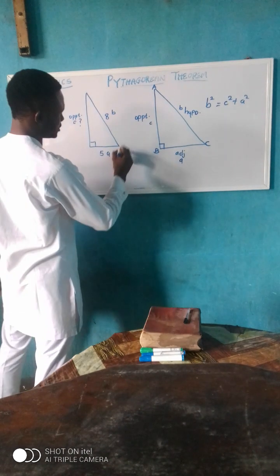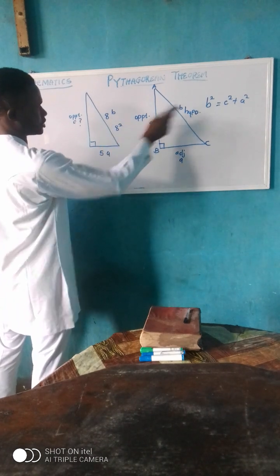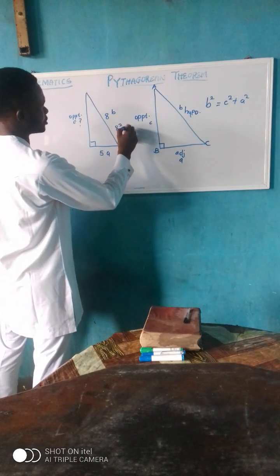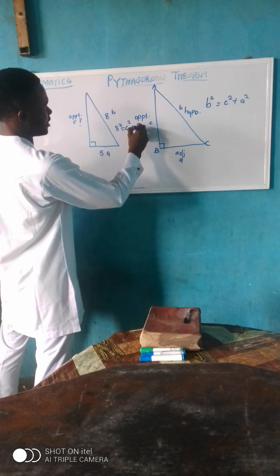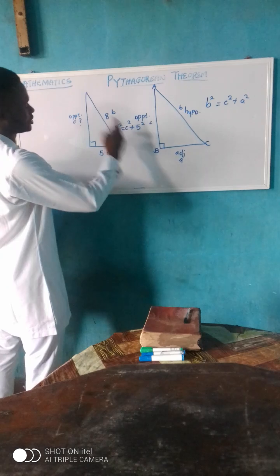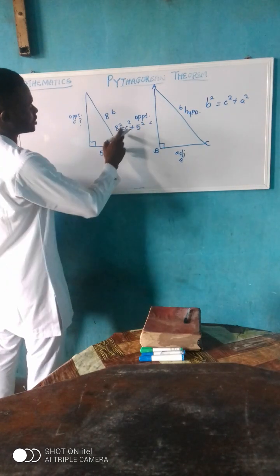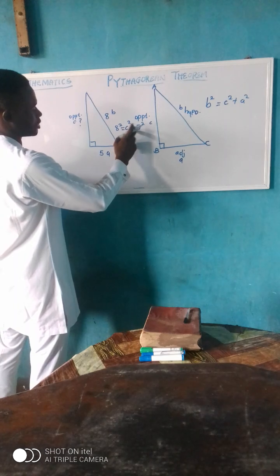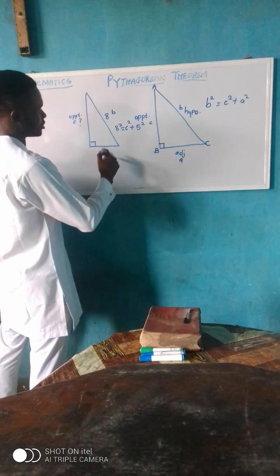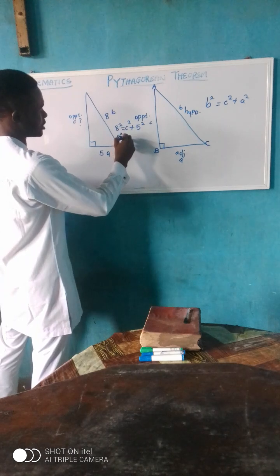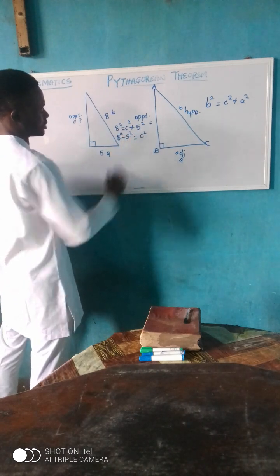So let's do it here. We have 8 squared, which is equal to c squared plus a, which here is 5 squared. Now c is unknown, so we need to make c the subject of the formula. To make c the subject, this 5 squared that has a positive sign becomes minus when it crosses the equality sign. So we have 8 squared minus 5 squared, which is equal to c squared.